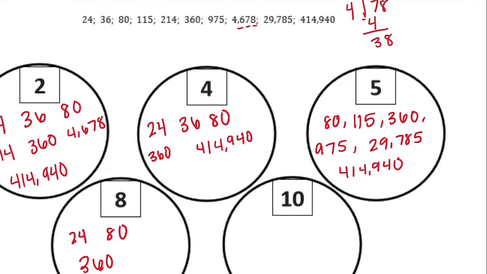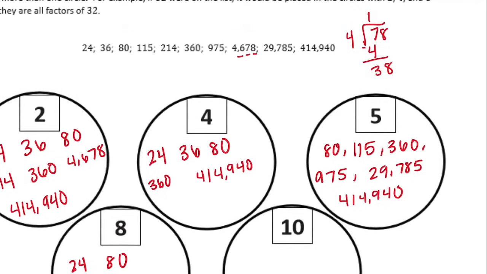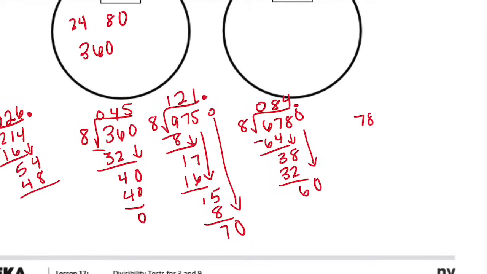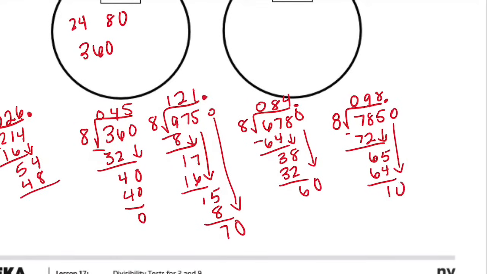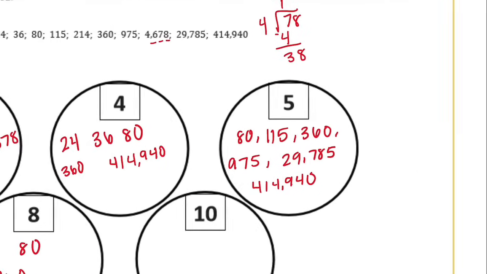Let's try 29,785. So we just have to work with 785. 8 can't go into 7, but it could go into 78. Well, 8 times 10 is 80, so 9. 8 times 9 is 72. 65, 8 goes into 65 8 times, because 8 times 8 is 64. 1, and we're going to have to keep going, which means we're going to have a remainder, so that one doesn't work either.